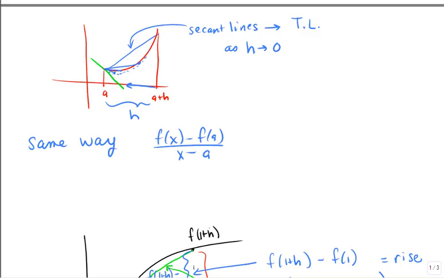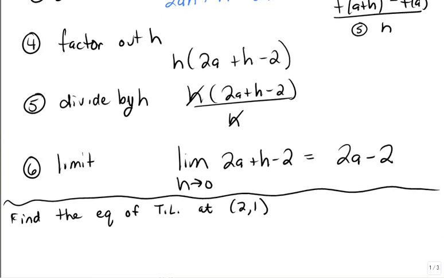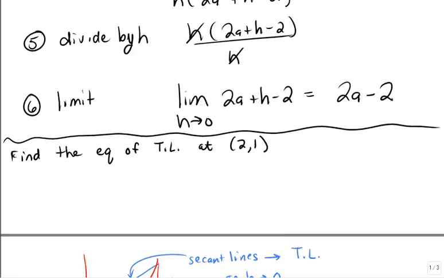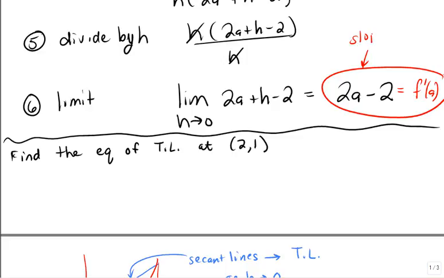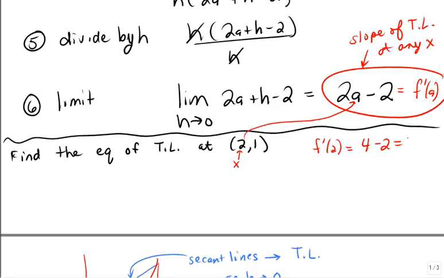Now here, okay, I know that this right here is f prime at a point a. At any point, this is the slope of the tangent line at any x, or a. a is x. So here's my x value, 2. I'm going to take that and plug that in. So f prime of 2 is 4 minus 2, which is 2. So the slope of the tangent line is 2. That's what the derivative is. It's the slope of the tangent line.